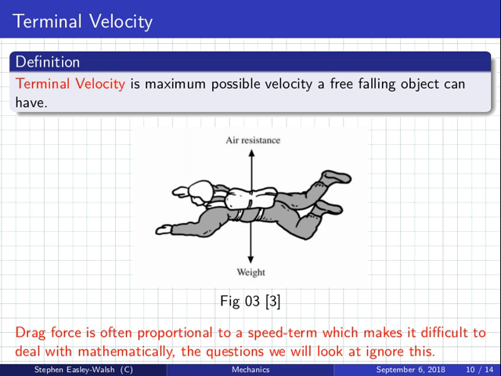Now he can change his terminal velocity. So when he opens the parachute, his terminal velocity reduces. So he's still falling, but he's not accelerating. He's traveling at a constant speed, terminal velocity.